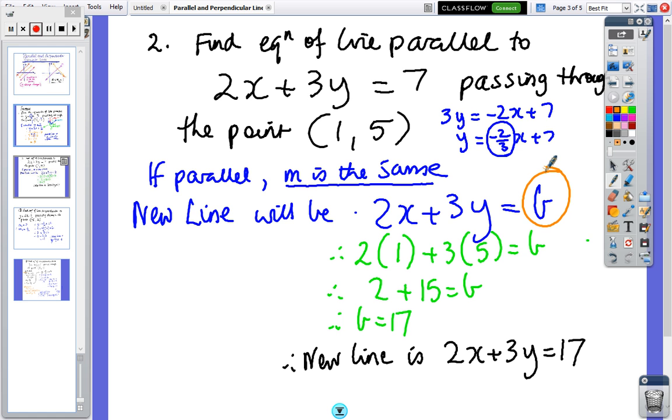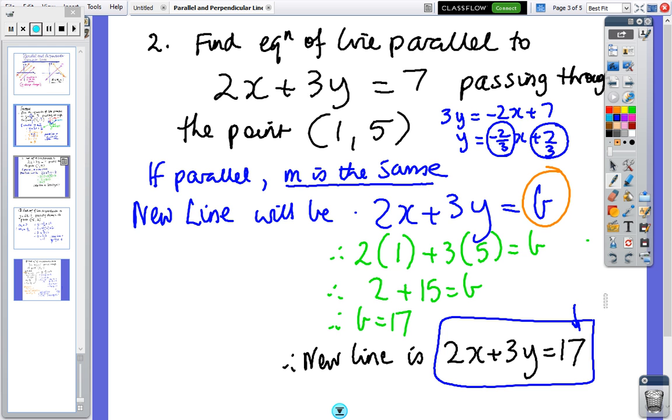Now obviously I've just made a slight error there. That should be 7 on 3. So that's the y-intercept. Okay, 7 on 3. But what we're doing here is we're just going to find the new value that was 7. It's going to be a new number. So we just stick in the x and the y in the right positions. 2 times 1, plus 3 times 5 equals b. 2 plus 15 equals b. b equals 17. So the new line is 2x + 3y = 17.